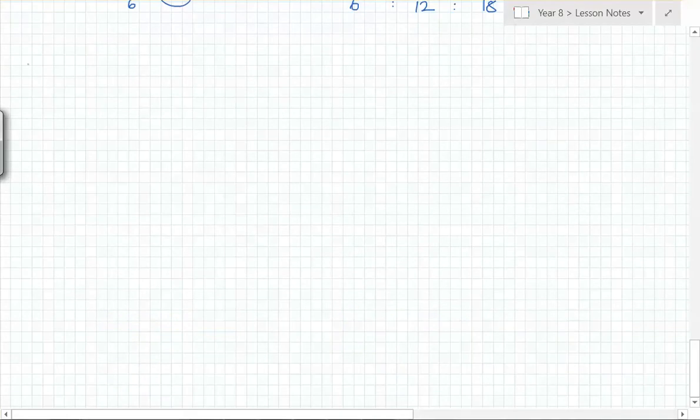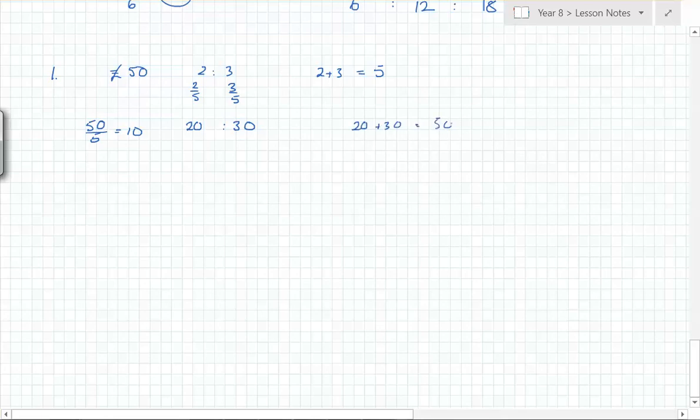So we're on question 1. It says divide £50 in the ratio 2:3. So we look at that. We do 2 plus 3 makes 5. So we've got 2/5 and 3/5. Obviously, you don't have to write all this out. It's my explanation to you. Then we have to find 2/5. Well, we do 50 divided by 5 makes 10. So 2/5 would be 20 and 3/5 would be 30. So there's your ratio. We check: 20 plus 30 should add up to 50, and it does.